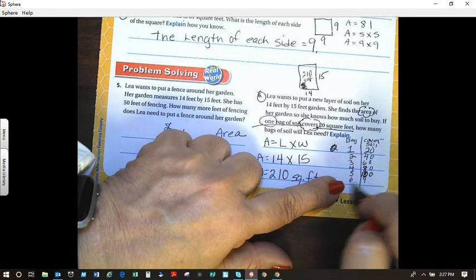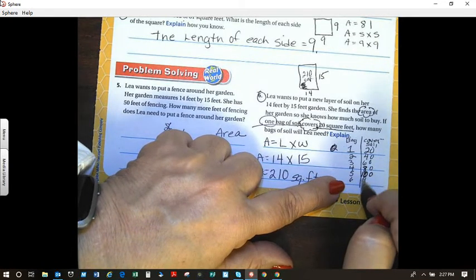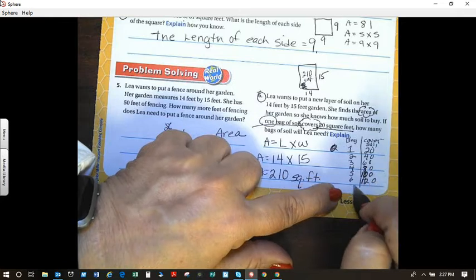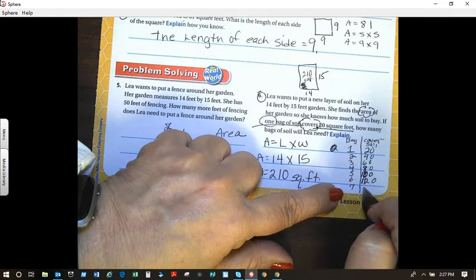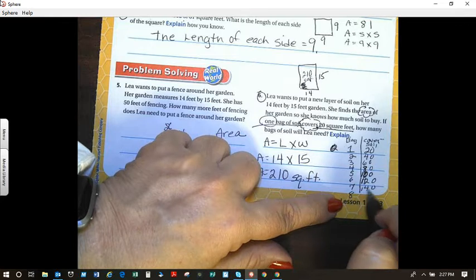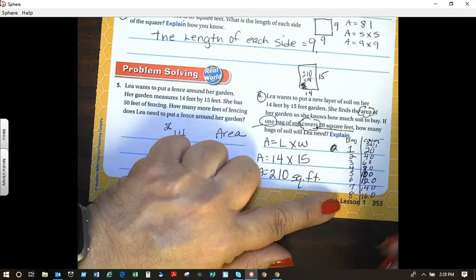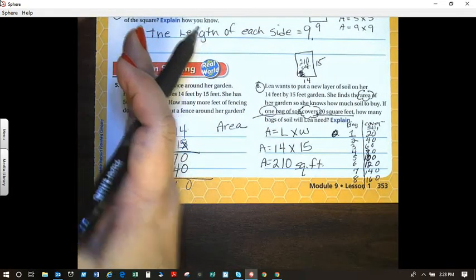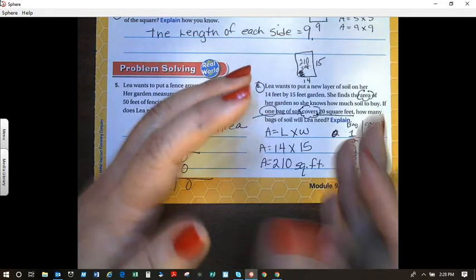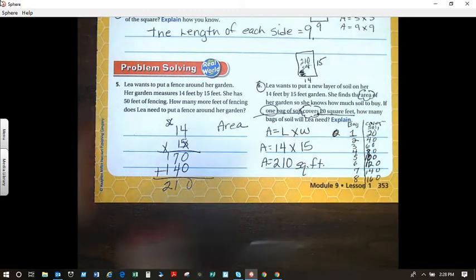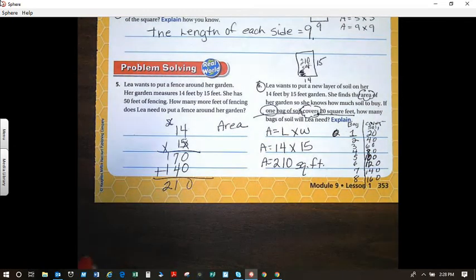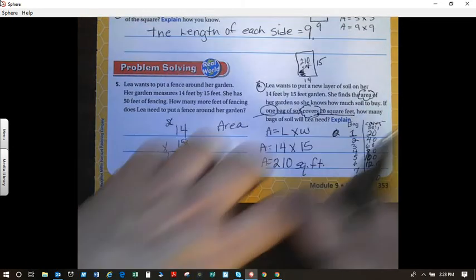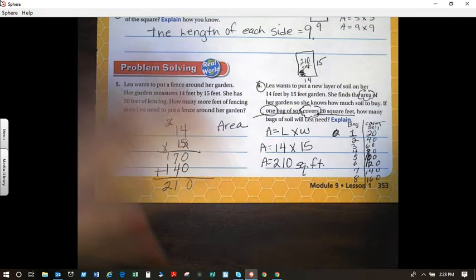6 bags is then what? 120. 7 bags is 140. 8 bags is 160, because I'm skip counting by 20s. Remember we said that one bag is 20. 2 bags then is 20 plus 20 will be 40. If I have 3 bags, then 20 and 20 and 20, that's 60. Now I'm up to 8.